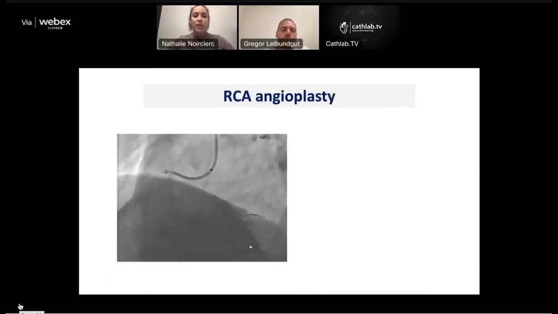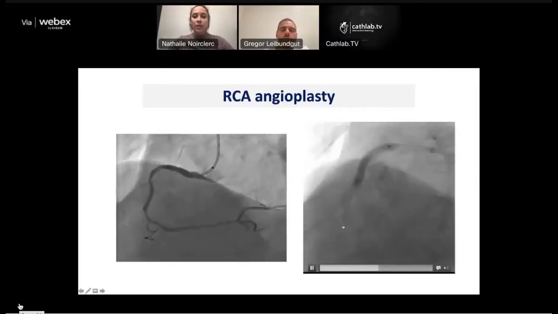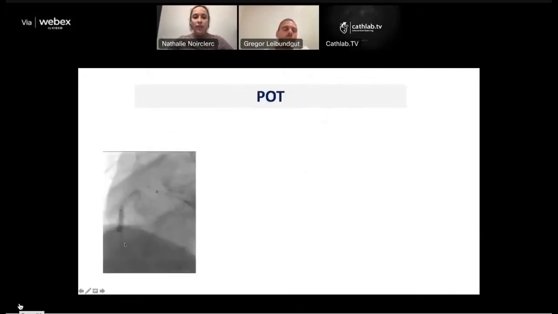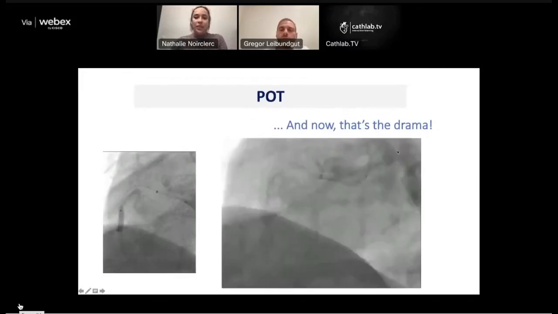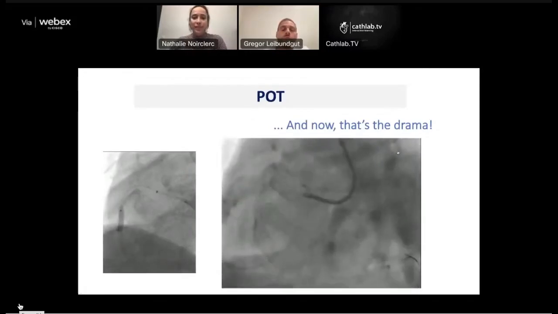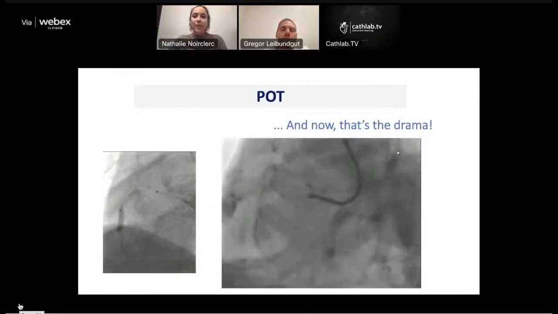There was first a DES implanted after predilatation here, and we added another one just above to complete the result. And after the control, here we did a POT because we thought that there was a stent not well apposed. And here is the drama. You can see the control. So we really don't like to see this image in our cath lab.